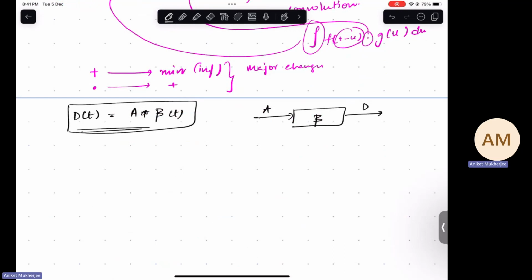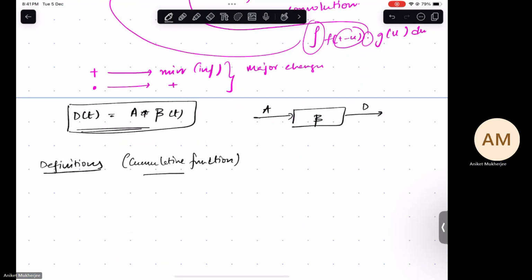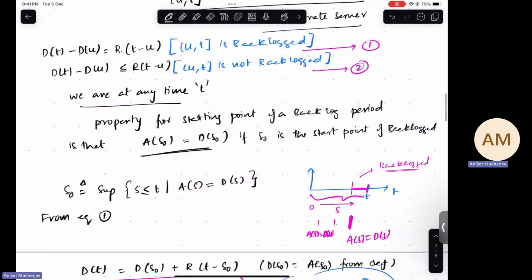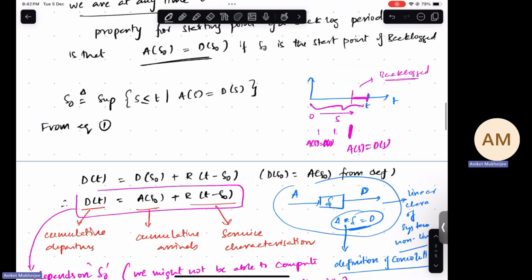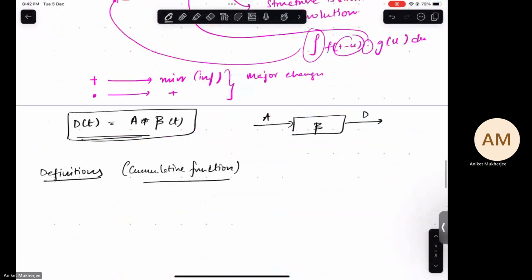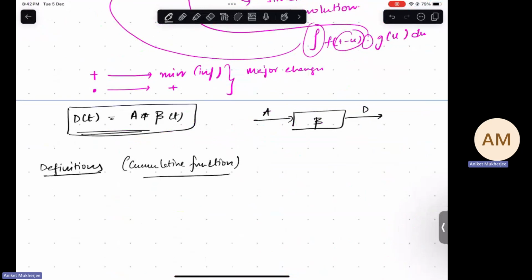Next, let me give some definitions. This definition is of a cumulative function. I've said here these both are cumulative, right? You have cumulative arrivals, you have cumulative departures. What does cumulative mean? The cumulative function is basically a function of a flow. Let me explain it using the function A. It maps from R plus to R plus, right?